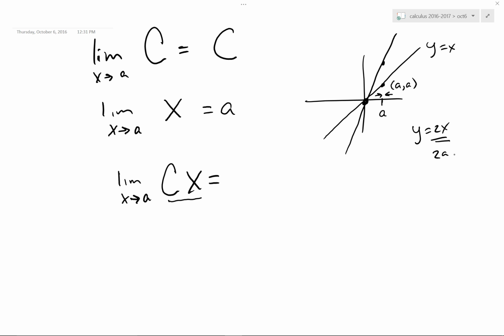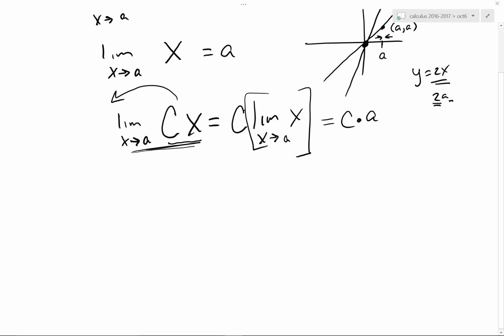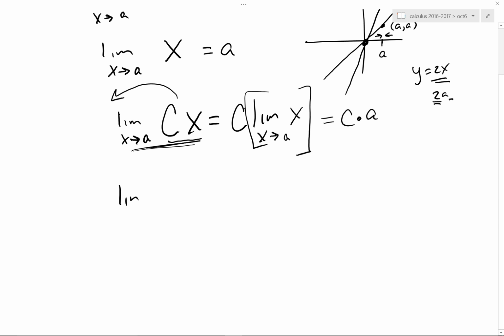But wait a minute. I feel like it's the constant times the limit of x. Which means that this is the limit law. That means I can rewrite this by pulling the constant outside and finding this piece first and then timesing it by c. So that would just be c times a. But Mr. Grimm, does it have to be x? No, in fact, if you had this.